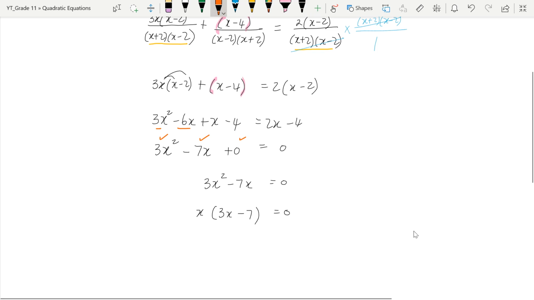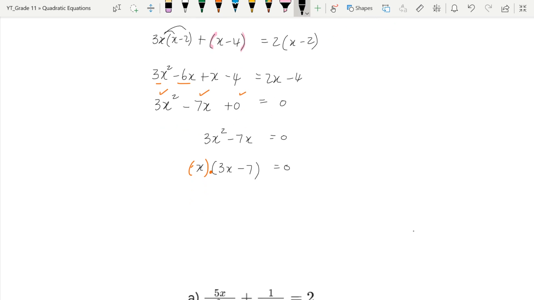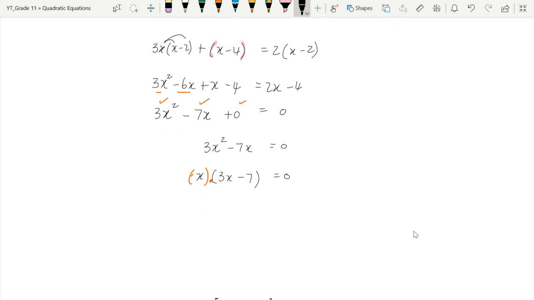So then students are often a little bit confused about this. It's just one bracket. Those two things are just being multiplied by each other, right? So we can just say it's either that x is equal to 0 or x is equal to, well, if 3x minus 7 equal to 0, so then x would be equal to 7 over 3. There we go. There are two solutions.